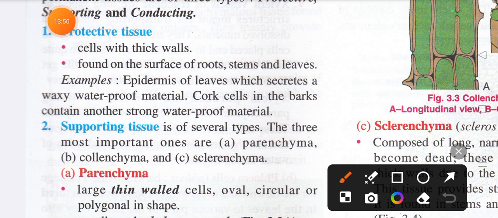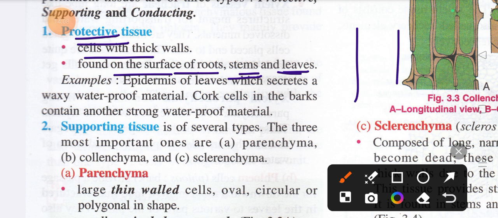Protective tissue, the cells are having quite thick walls. These are found on the surface of root, stem, and leaves. Whenever the old tree is there, on that bark you will see some lenticels, and when some very old bark is about to peel off, that is nothing but protective epidermis tissue.